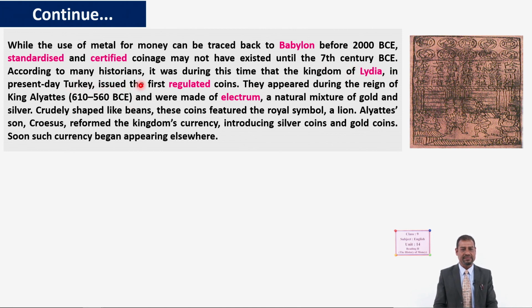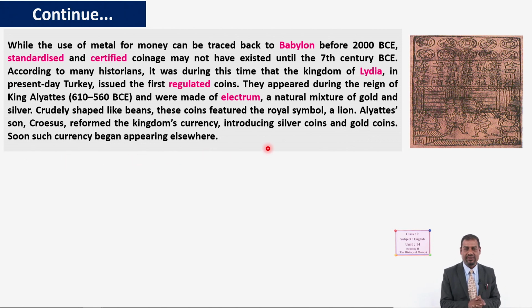According to many historians, it was during this time that the kingdom of Lydia in present-day Turkey issued the first regulated coins. They appeared during the reign of King Alyattes, 610 to 560 BCE, and were made of electrum, a natural mixture of gold and silver. Crudely shaped like beans, these coins featured the royal symbol, a lion. Alyattes' son, Croesus, reformed the kingdom's currency, introducing silver coins and gold coins. Soon, such currency began appearing elsewhere.